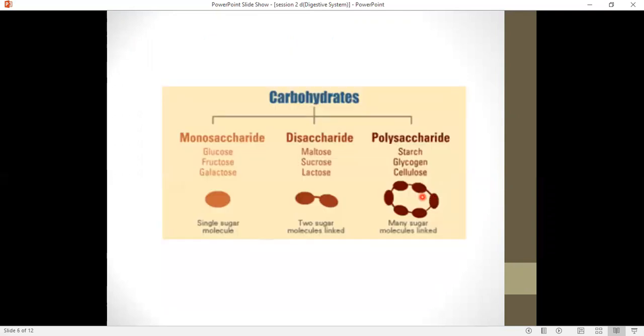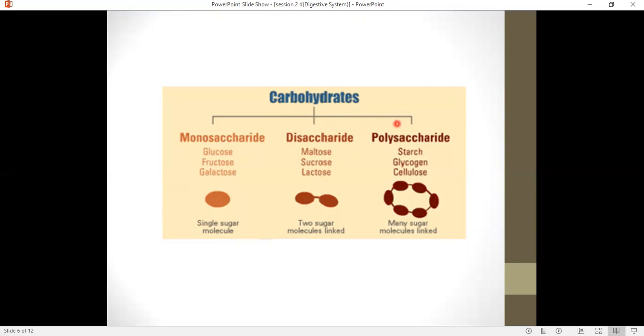Carbohydrate, an energetic complex food, is divided into three branches, as you can see, according to the number of sugar units. Monosaccharides, where mono means one, represent a single sugar molecule like glucose, fructose, and galactose. Disaccharides represent two simple sugar molecules linked together like maltose, sucrose, and lactose.